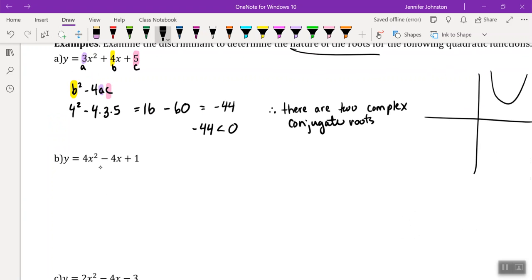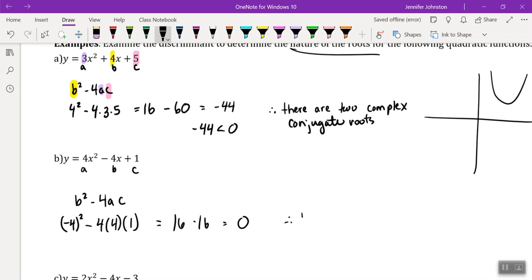All right, let's go ahead and try this one. So here we have A, B, C. So again, we're going to fill in b squared subtract 4ac. That's our discriminant. It's going to let us know the nature of the roots. Okay, so b is negative 4, and this is going to be squared in brackets, minus 4 times 1 times 4. Well, this is 16 minus 16, which is 0. So therefore, there are 2 equal real roots.